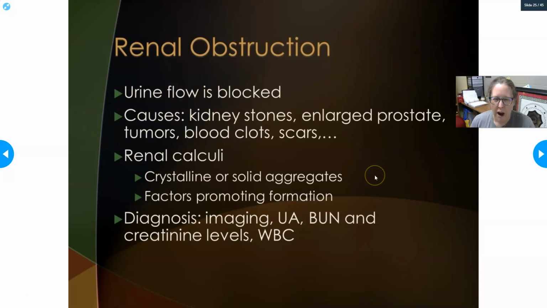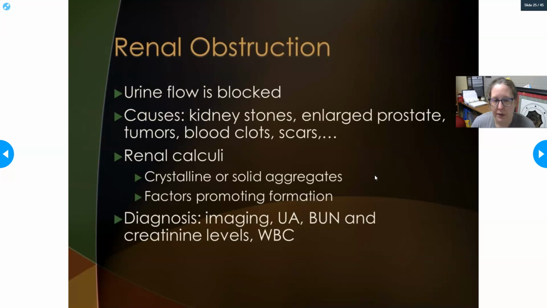Next we have renal obstruction. The urine flow is blocked. Causes are going to be kidney stones, an enlarged prostate in men, tumors, blood clots, and scars.